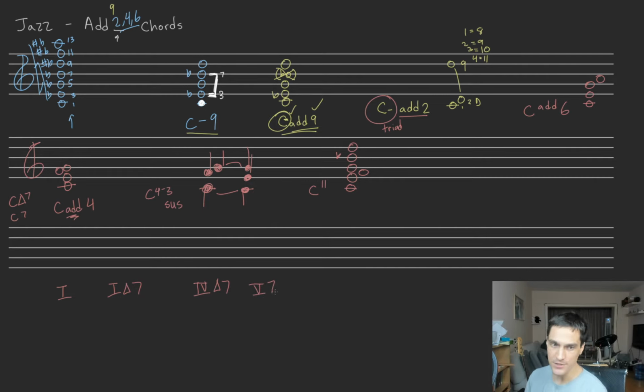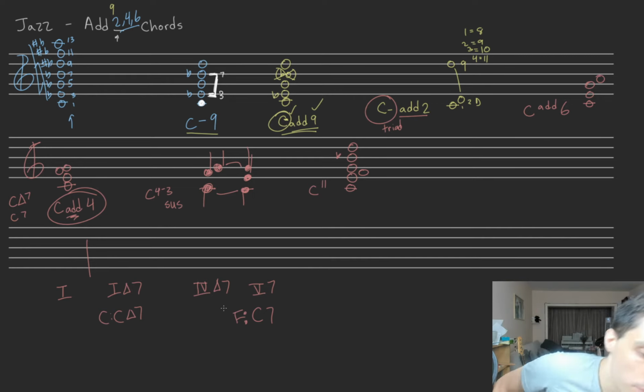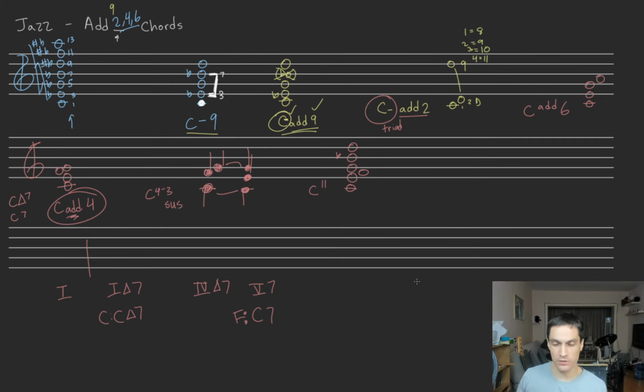So depending on context, you can definitely get away with C add 4, and people will know which one it is based on your key. If you're in the key of F major, your C is going to be C7, right? But if you're in the key of C major, C is going to be C major 7, right? Just by default. So that's thanks to your key signature and all that good stuff. It does the work for you. You just put in your notes based on your key, and it works.